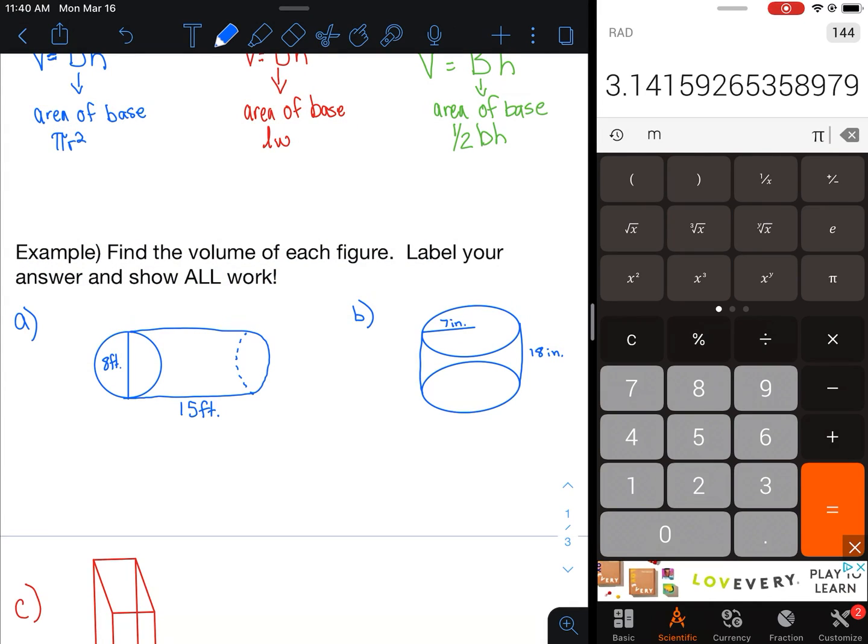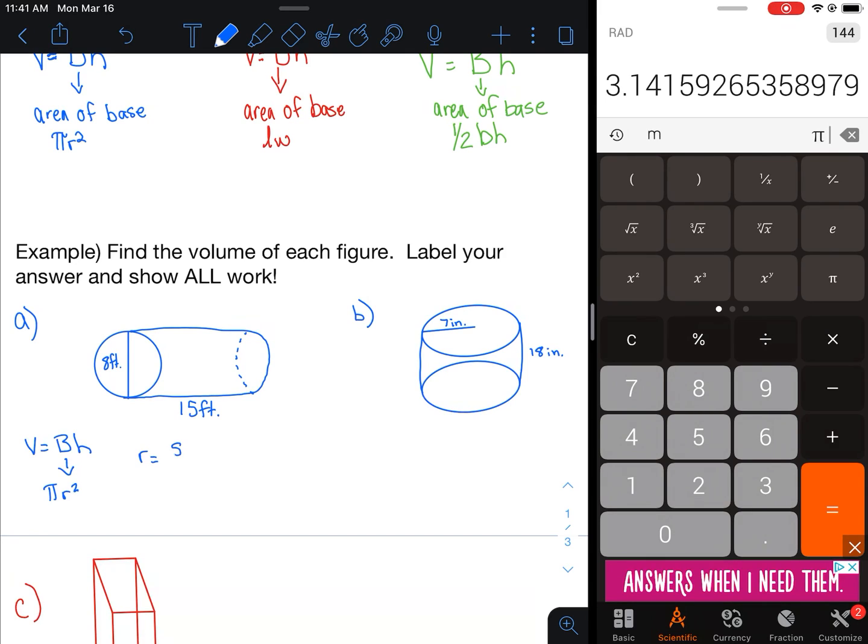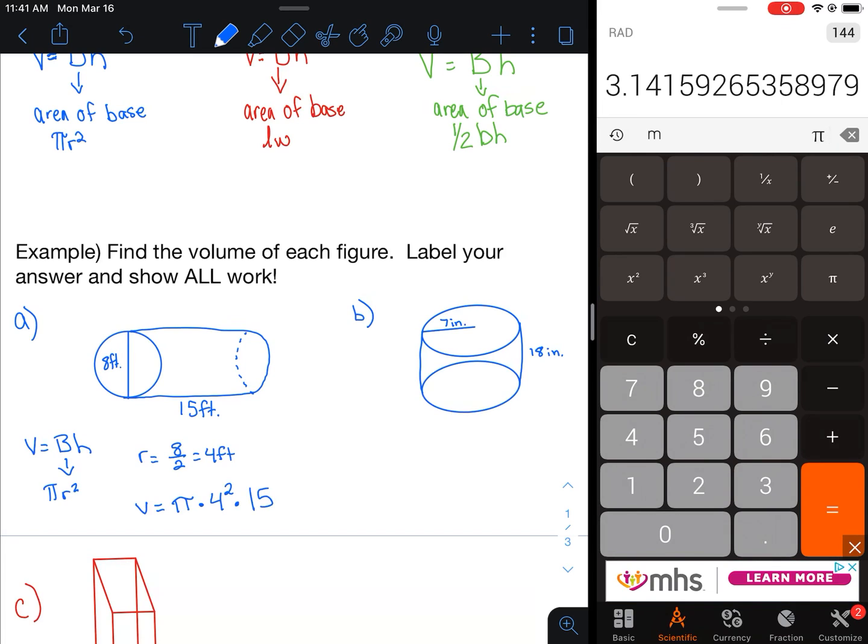The first one, we have a cylinder on its side, and we have a diameter, which is the entire distance across the circle, of 8 feet, and we have the height of the cylinder itself as 15 feet. Remember that our formula is capital B times H. Well, capital B, again, that stands for pi times our radius squared. In order to find our radius, we have to take our diameter, which is 8, and divide it by 2. So our radius is actually 4 feet this time around. So when we do this, we're going to take our pi and we're going to multiply it by 4 squared, and then we're going to multiply it by 15.